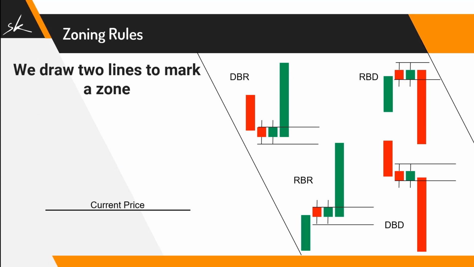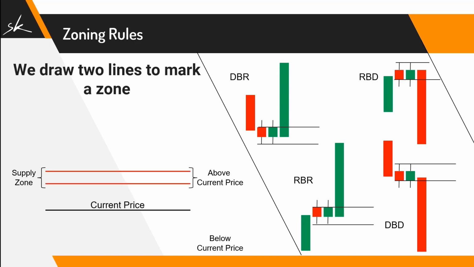As a seller, we will always love to sell at an expensive price, which means above current market price. Similarly, as a buyer, we will always love to buy at a cheaper price, which means below current market price. Therefore, a supply zone will always be above the current market price and a demand zone will always be below the current market price.